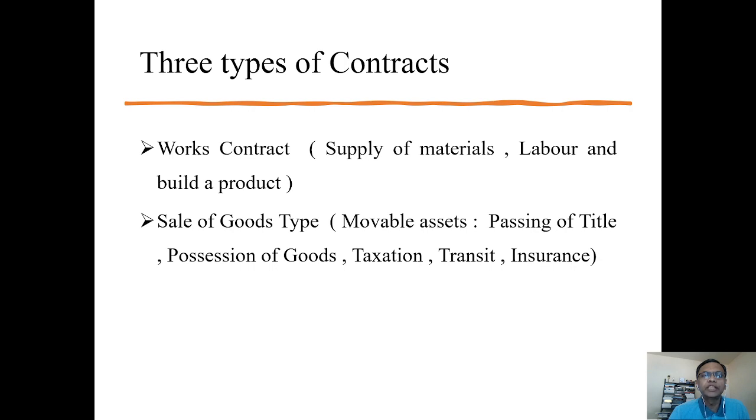Another type of contract is the sale of goods contract, which involves the sale of goods. Say I am purchasing some cement, steel or any other type of materials, movable assets. In this, there is passing of title, meaning the physical possession of the goods is also transferred along with the title. When I am selling to someone, the buyer becomes the owner of the goods. There are certain taxation aspects also, and transit and insurance provisions specific to this: whether I have to deliver at the door or free on board, and in transit, who has to bear the insurance cost. Likewise, all types of transactions are governed in this.